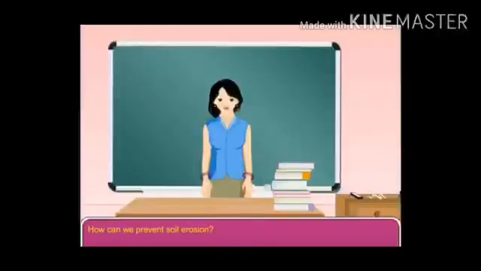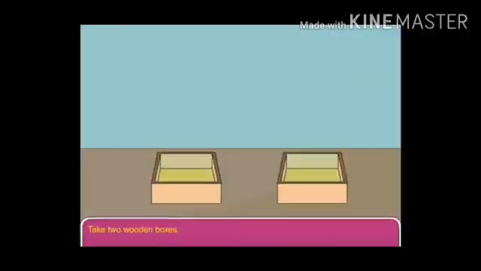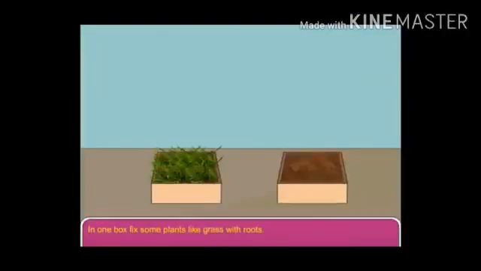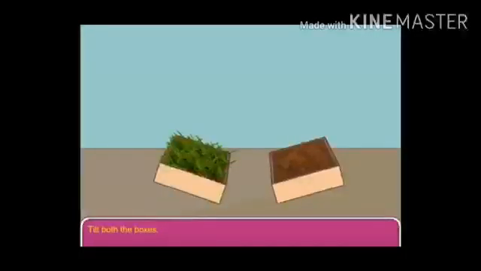How can we prevent soil erosion? Let us perform one more activity. Take two wooden boxes. Fill both of them with equal amount of soil. In one box, fix some plants like grass with roots. Tilt both the boxes. Now pour equal amount of water in both the boxes.